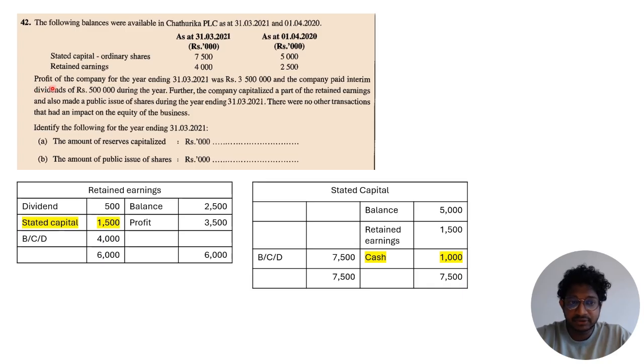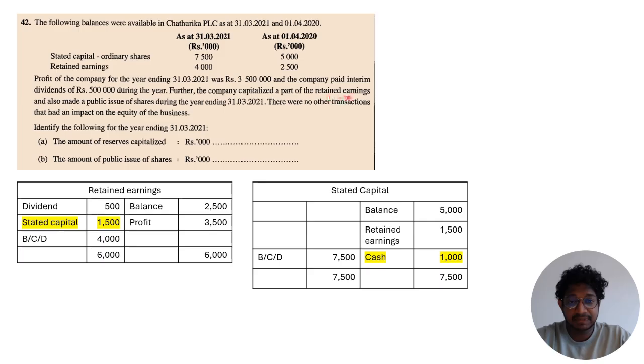And it says the profit of the company for the year ending 31st March 2021 was 3,500,000. So this is profit after tax. The profit that you generated from the income statement, you have to transfer to the retained earnings. So retained earnings credit by 3,500. And the company paid an interim dividend of 500. When you are paying the interim dividend, that should be deducted from the retained earnings. So retained earnings debit 500.